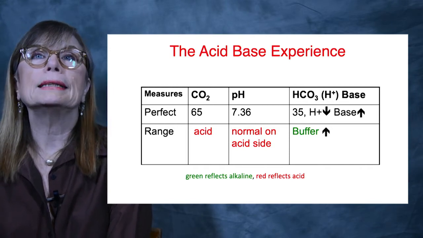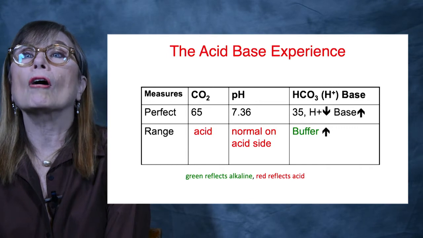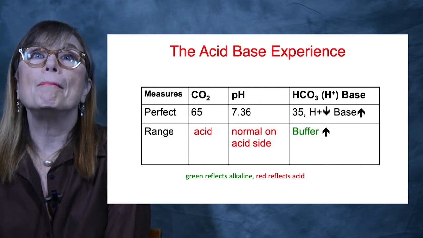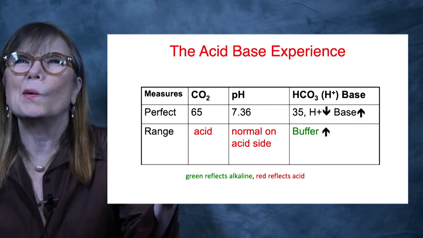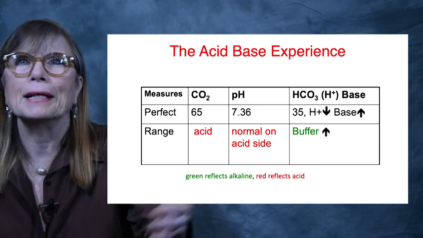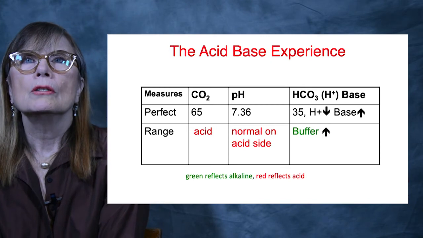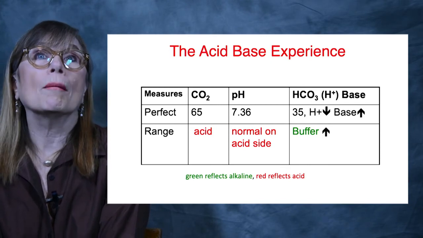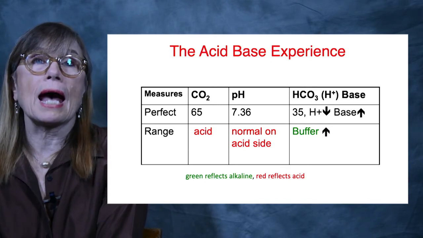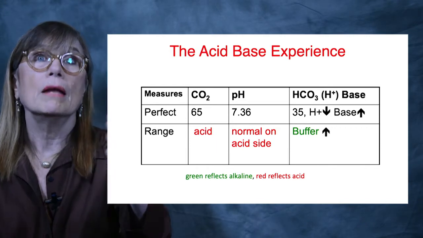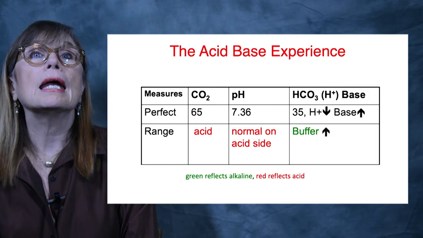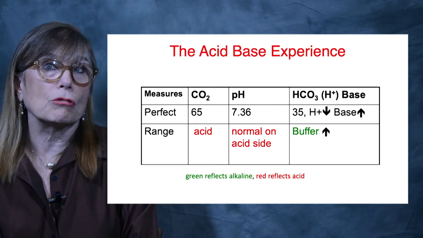pH is 7.36, CO2 is 65, bicarb is 35, and the base is in excess, somewhere around +9. Okay, so pH is normal. It's in the range of normal, but on the acid side. So the two questions, when your pH is in range, but on the acid or alkaline side: is there a problem that's contributing acid?